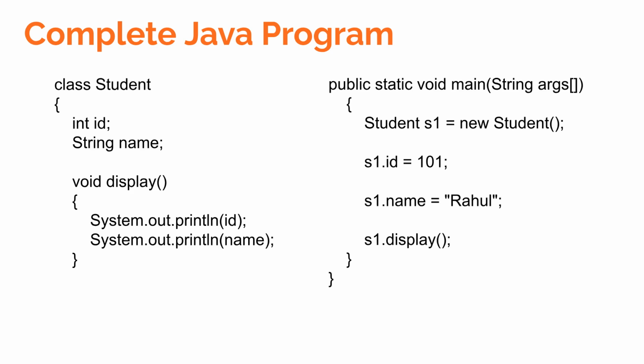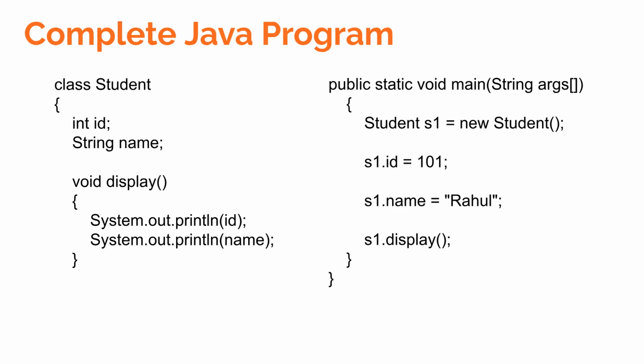Assign student ID. s1.id = 101. We are storing 101 in the object's id variable. Now the object contains id equals 101. Assign student name. s1.name = "Rahul". Now name equals Rahul. The student object now becomes id equals 101, name equals Rahul. Now call the method display. s1.display(). Java goes inside the display method and executes.